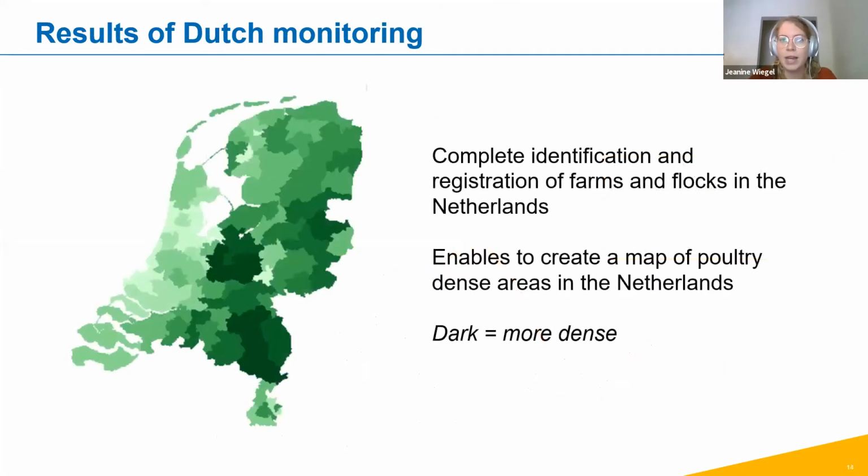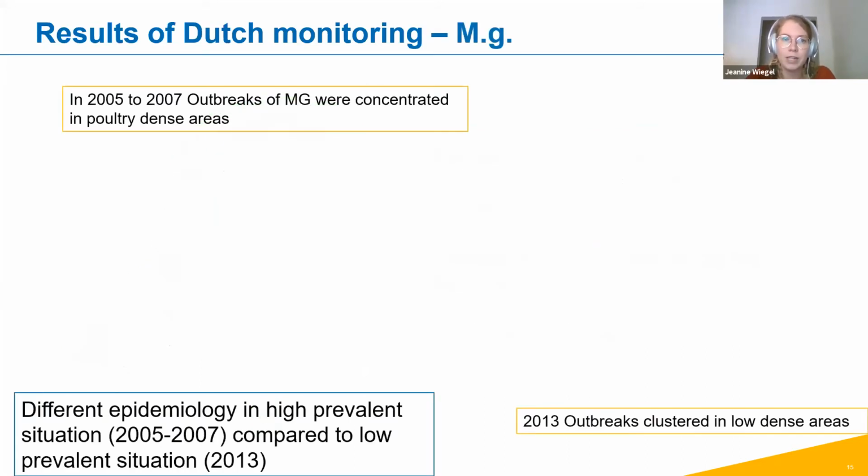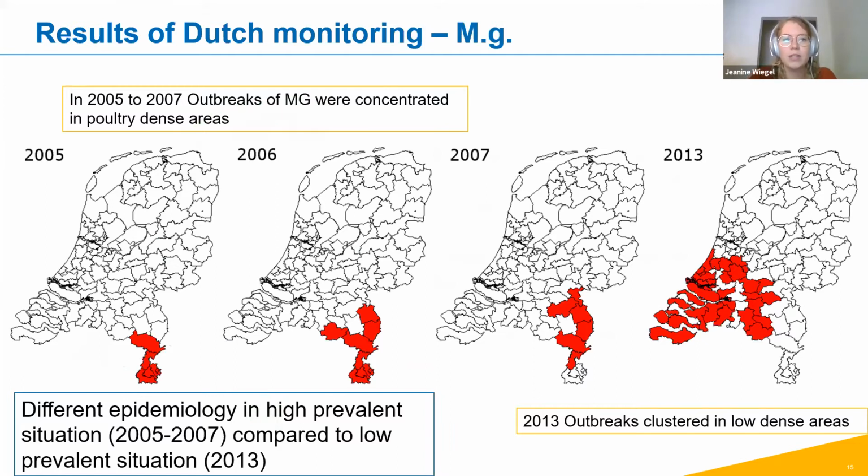And what other data can we gather from that? Because of the complete identification and registration of farms and flocks in the Netherlands, we can create a map of poultry dense areas. And what you see here, the dark green areas are more poultry dense. If we then look at the outbreaks of MG that were detected, we can see in 2005 to 2007, the outbreaks were located in the poultry dense areas to the south of the Netherlands. And if we look at the more recent years, like 2013, where there were less outbreaks, so it was a low prevalence situation, we see that it was exactly in the poultry low density areas, which relates to the epidemiology of MG.